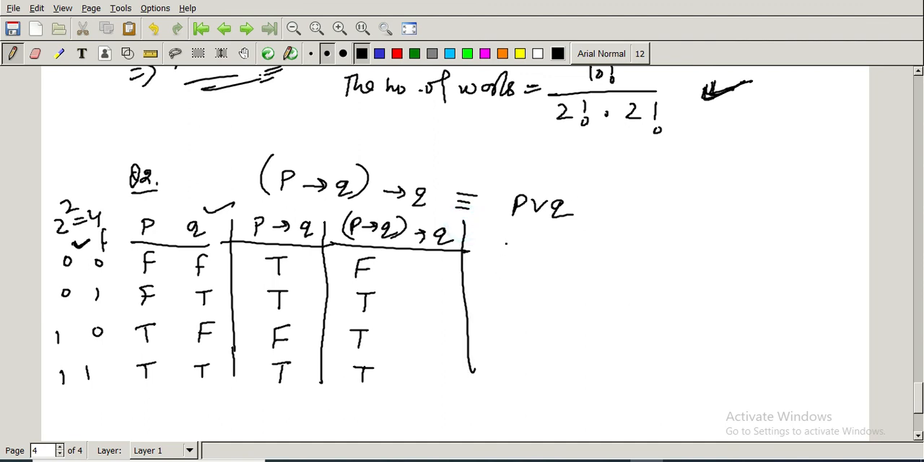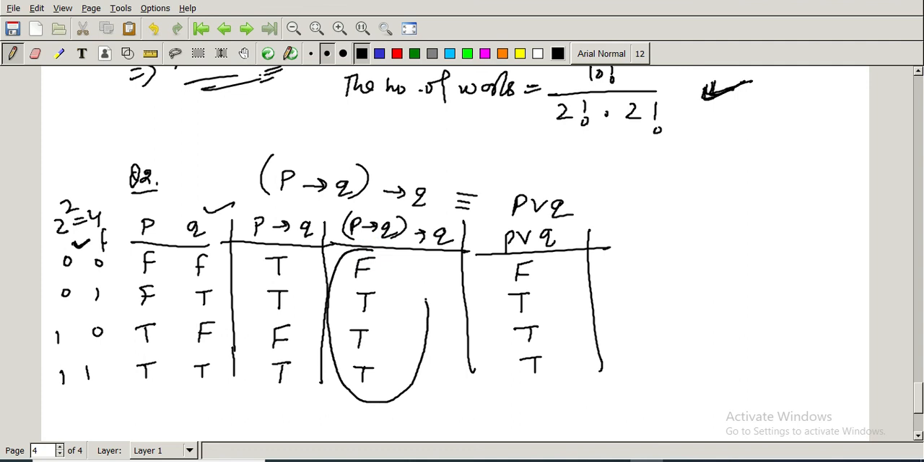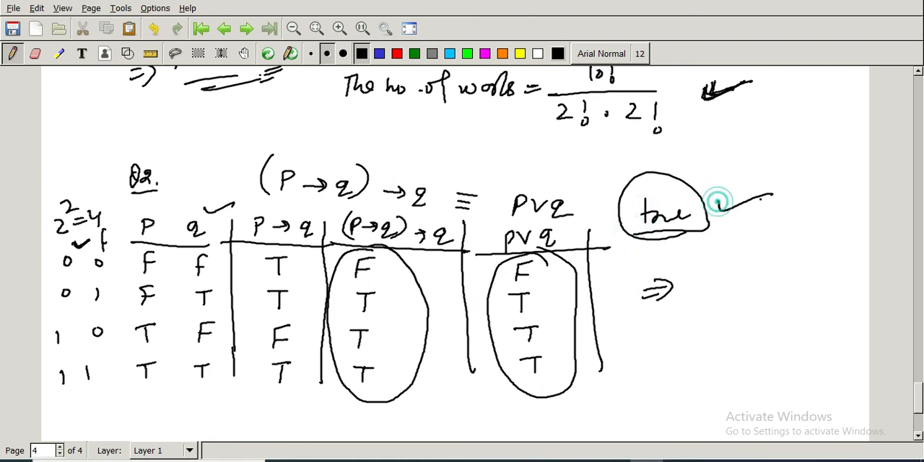Okay, now find P or Q. P or Q means if one of the statements is true, then the whole statement will be true. So for false and false, both are false, so it will be false; for false and true, it will be true, and then it will be true, and then true. So you can see from the output of these two tables that these two are the same, so we can say that they are equivalent. Hence we have proved this is true.